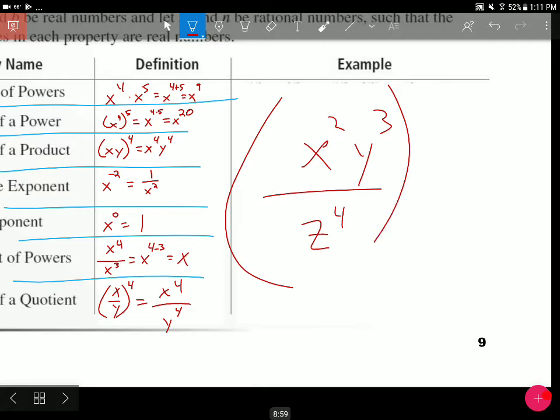And I had that all to the 5th. Well, that would become x to the 10th, y to the 15th, z to the 20th, which is a little extreme, but do you see where I'm going with that? No. Okay, that's okay if you don't.